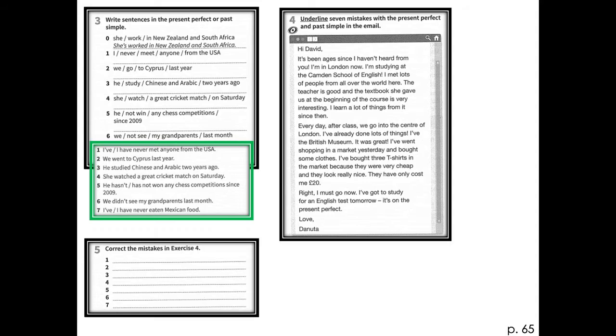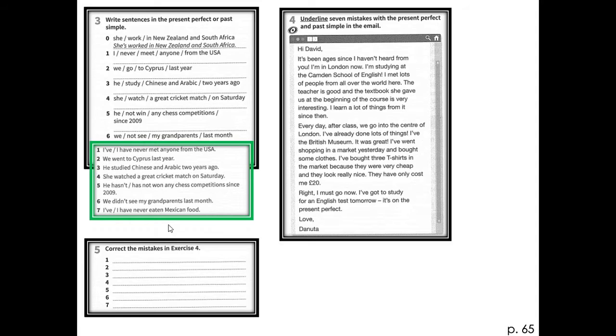Alright, number five is a bit different. You have the phrase since 2009. Remember in the previous unit, we used present perfect with phrases like this, since and for. So because this is since, right, and it's still true until now, you're talking about starting from 2009 until now, whenever this is spoken. So we need to use the present perfect. He hasn't won any chess competitions since 2009. Right, number six. We not see my grandparents last month. Okay, again, there's a time given here, last month. So the answer is we didn't see my grandparents last month.